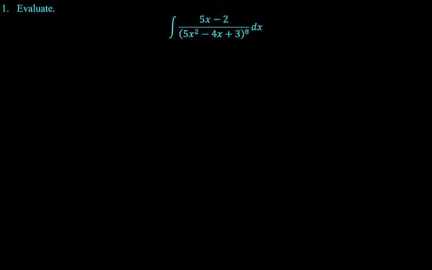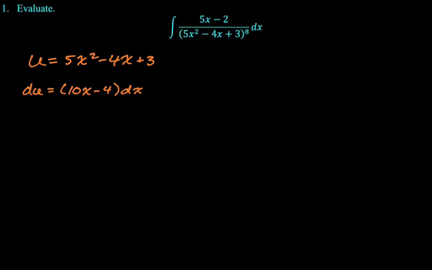There's a lot of options here, but we're going to choose u equal to 5x squared minus 4x plus 3. If that's the case, we've got to figure out du so that we can sub in for dx, which is the most commonly forgotten part. So du is going to be the quantity 10x minus 4 dx.